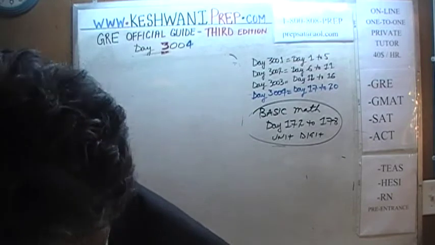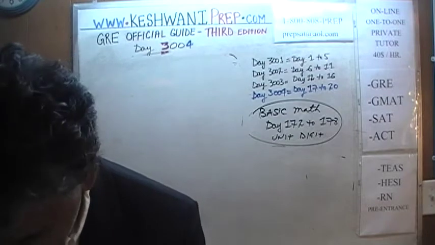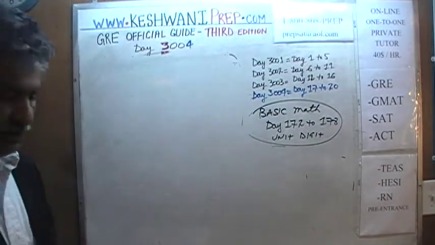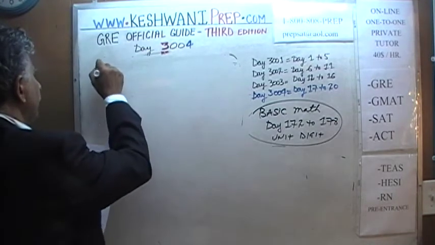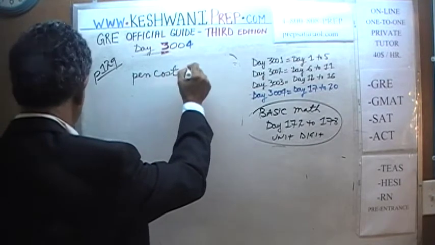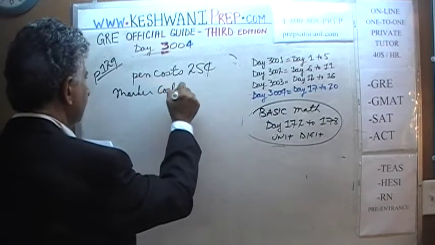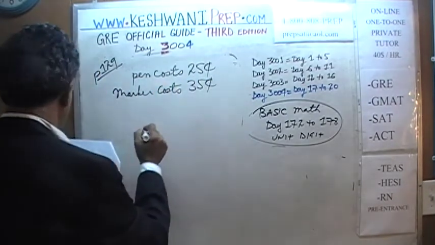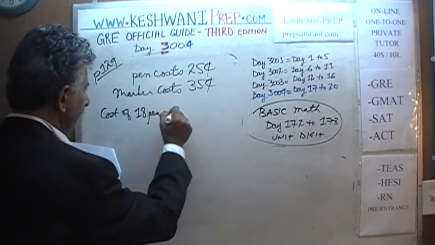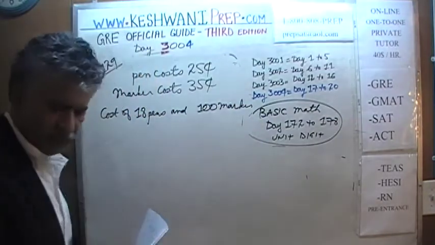On the next page, if we turn the page, what page number were we on? On page number 129, we are dealing with a very simple, silly question. We are told that a pen costs 25 cents and a marker costs 35 cents. The question is, what is the cost of 18 pens and 100 markers? As I said, it's a very simple, very silly question.